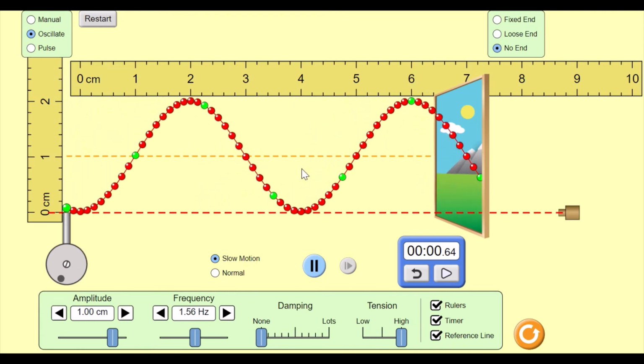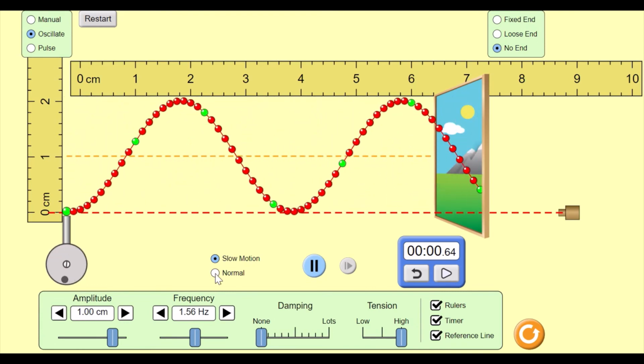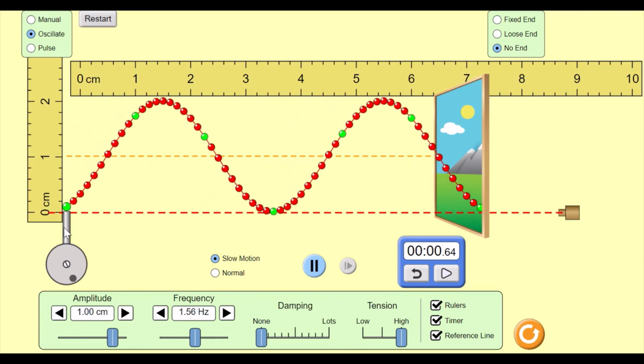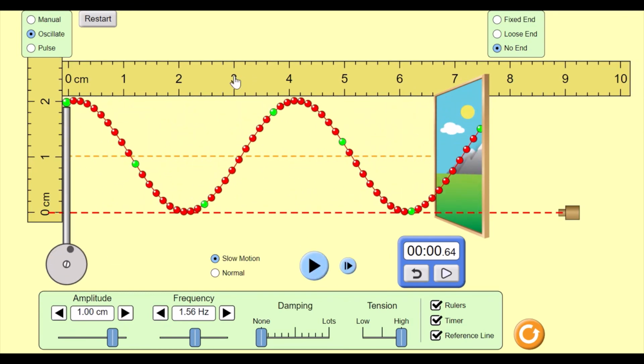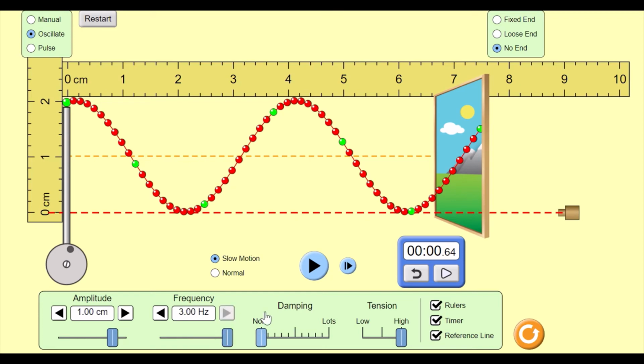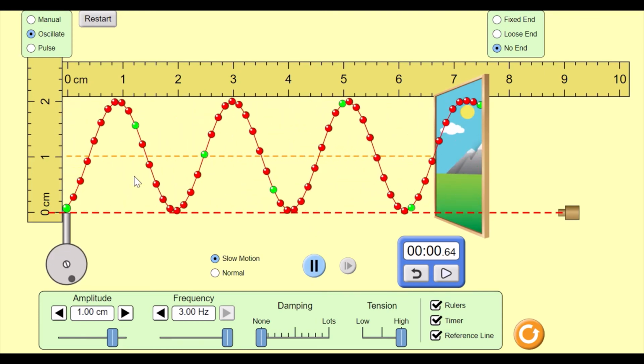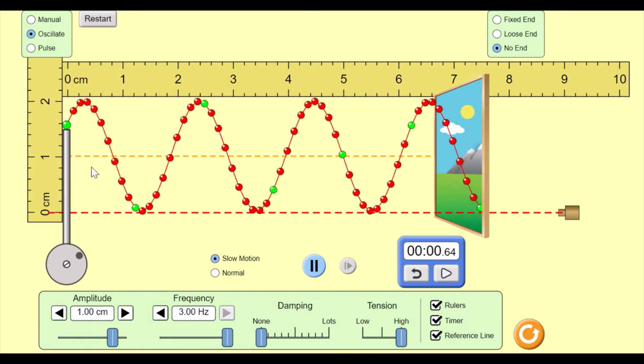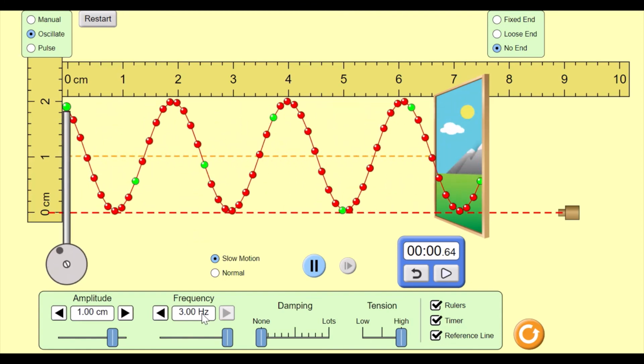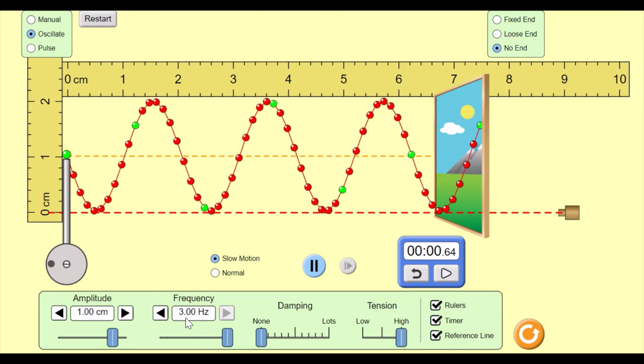Also I would like to show you what happens when the frequency increases. Right now, let's pause here and measure the wavelength. The wavelength is approximately 4.2 cm. Now let's see what happens if I double the frequency to about 3. 1.5 doubled is 3. First of all, you see that there are now more waves produced within the same space here. And 3 hertz essentially means that 3 waves should have been produced every 1 second.